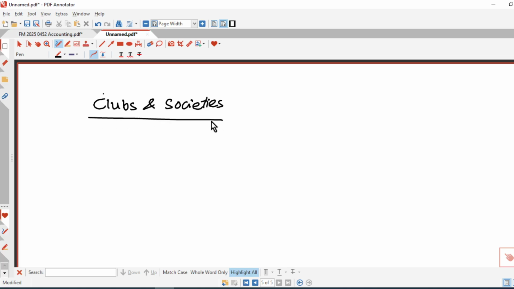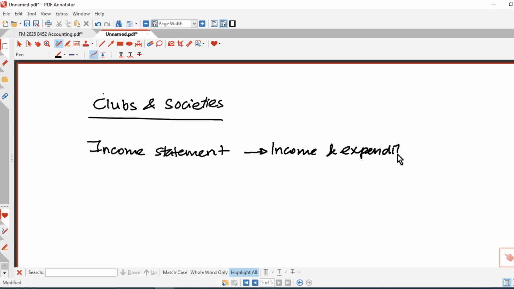So for clubs and societies, we do not prepare an income statement per se, but what we do is we're going to replace the income statement with the income and expenditure account. We're going to list down all the sources of income and all the expenses for the clubs. And at the end of the day, we come to a surplus or a deficit for the year. So we don't consider this to be net profit or net loss because we're not really a trading organization. We don't look into profits as much.